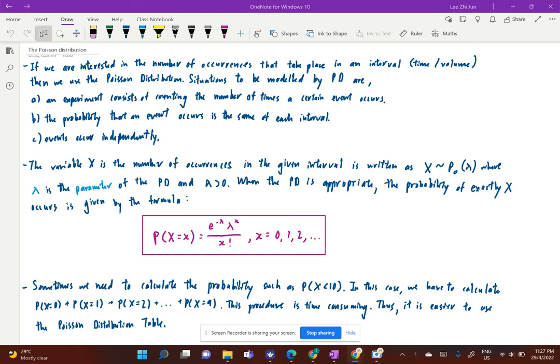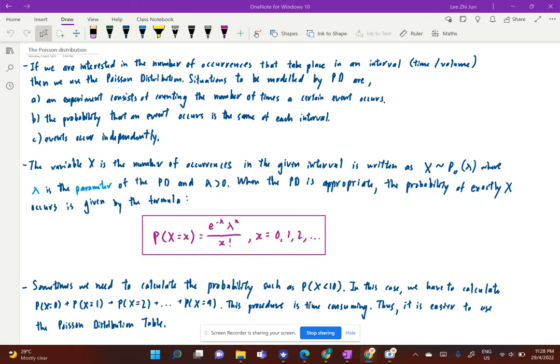The variable x is the number of occurrences in the given interval, which is written as x follows Po(lambda), where lambda is the mean. Lambda is the parameter of the Poisson distribution, and lambda is always positive and will not be zero.